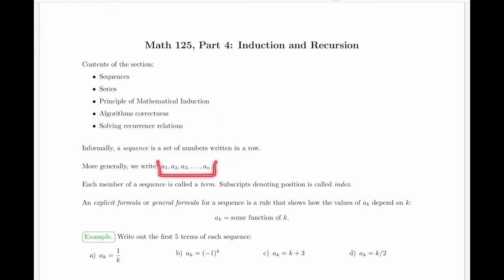We generally write them in this form, A1, A2, A3, and so on, where the ... in the middle represents that we've skipped some parts of that sequence. Each member of the sequence is called a term. So for example, A3 here is called a term. The subscript that denotes its location within the sequence is called the index. So the index is going to be 3.